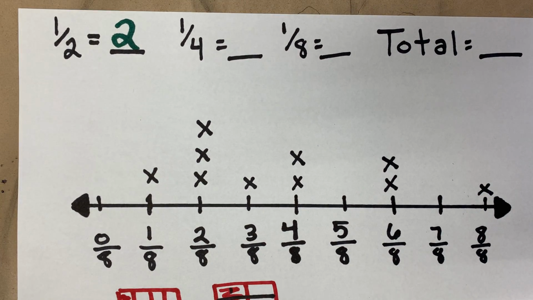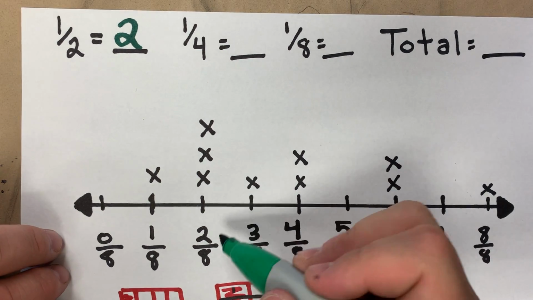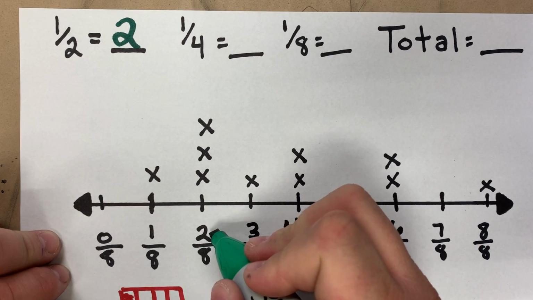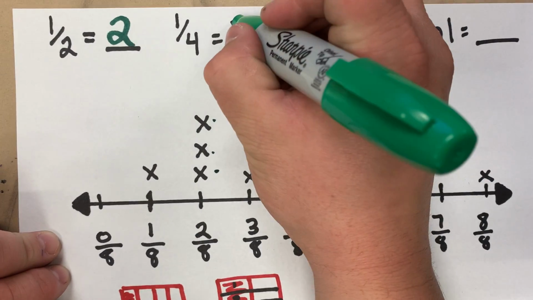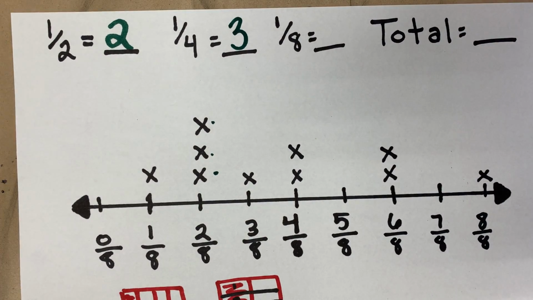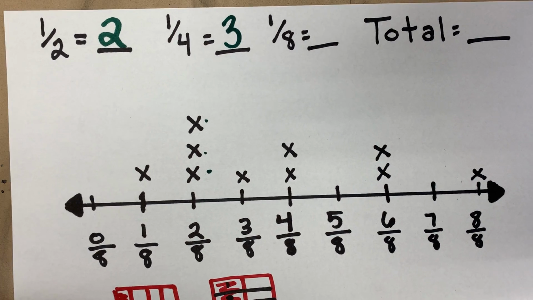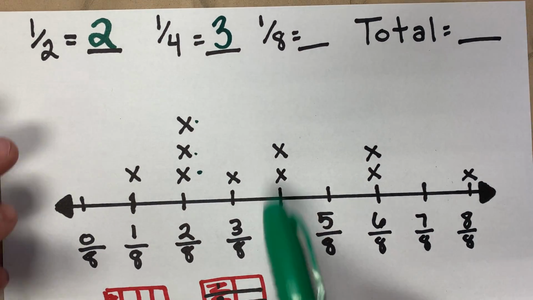So now that I know that I'm looking for 2/8, I'm going to come back up to my line plot, and I'm going to see that 2/8 has 1, 2, 3 objects that were measured in that. Now, this last one should be the easiest of them all because we're looking for 1/8.